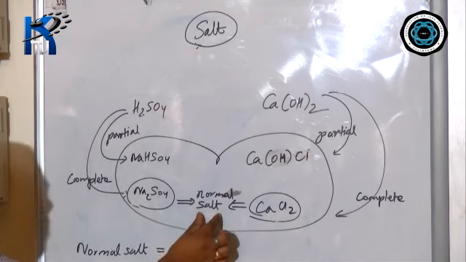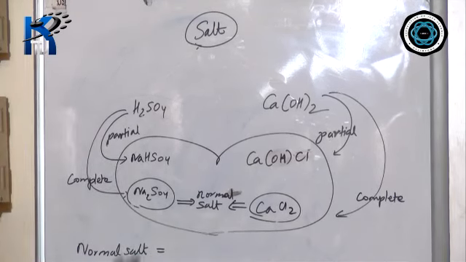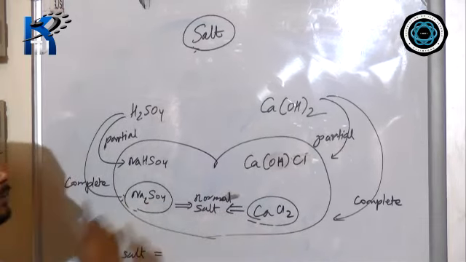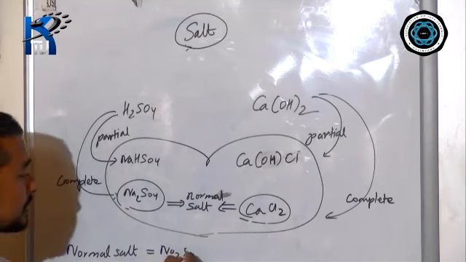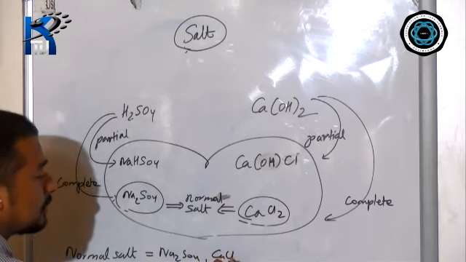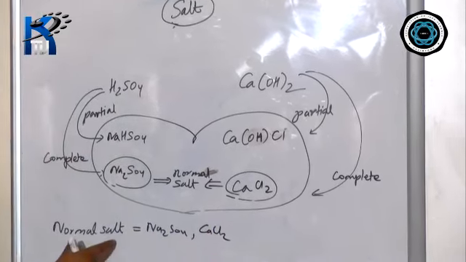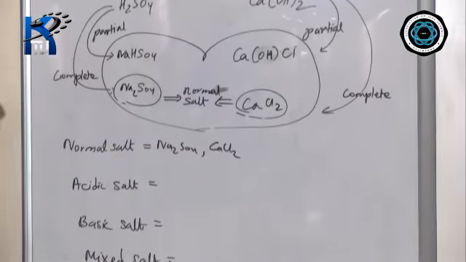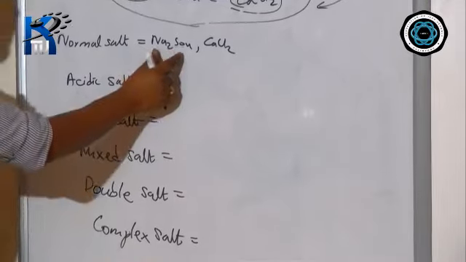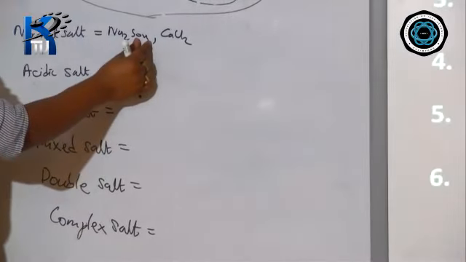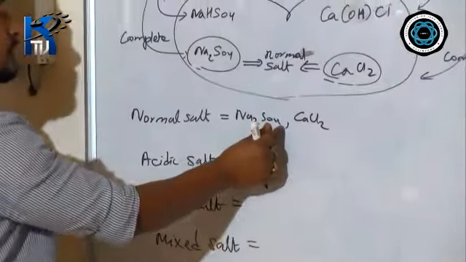And usually normal salt does not contain hydrogen in them. You can see there is no hydrogen because the replacement is complete. So we can say that sodium sulfate and calcium chloride are examples of normal salt. There are many other salts, students, and do remember these are normal salts. There are many other examples, and this is a normal salt of SO4, you can see at the end. So you can say it is a normal salt of sulfuric acid.